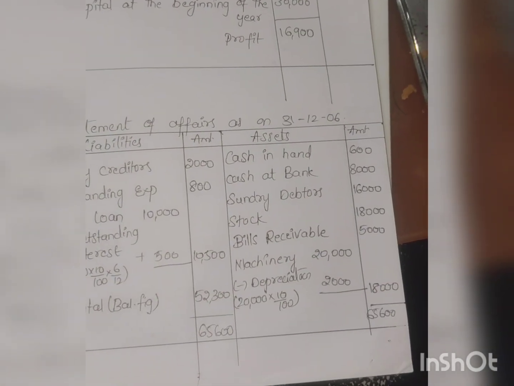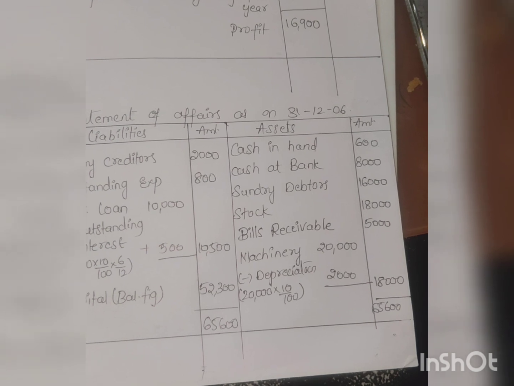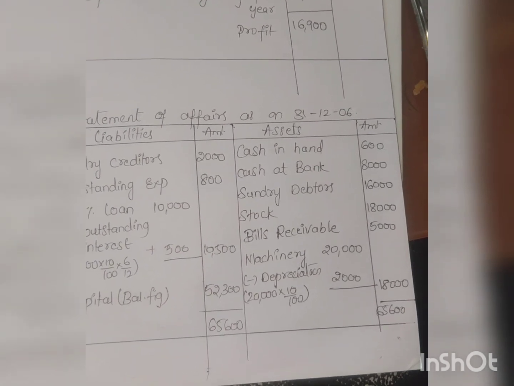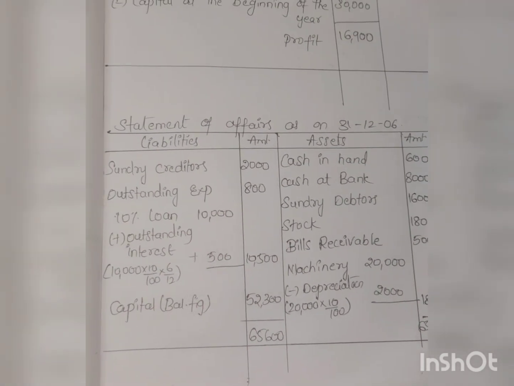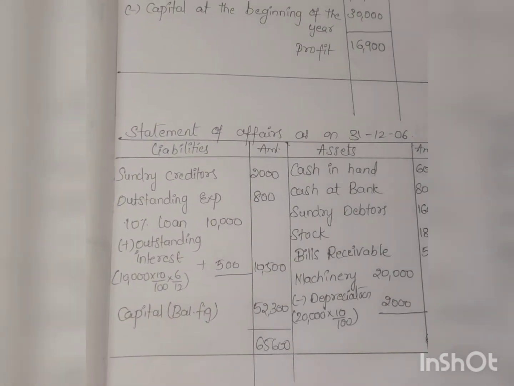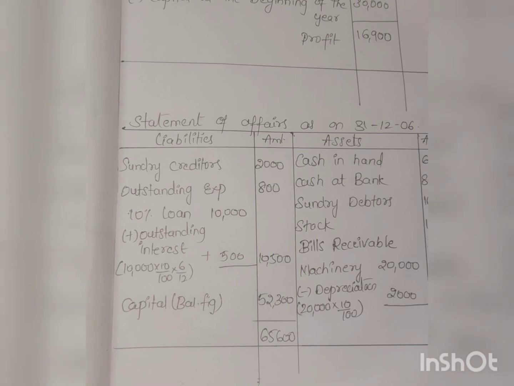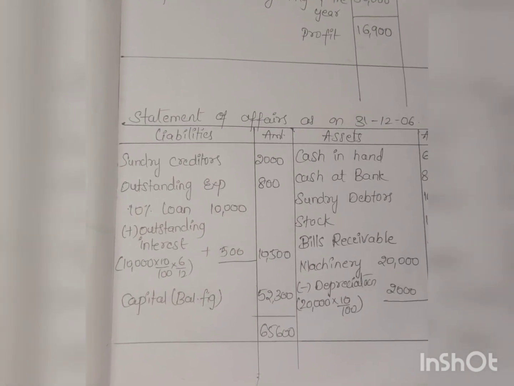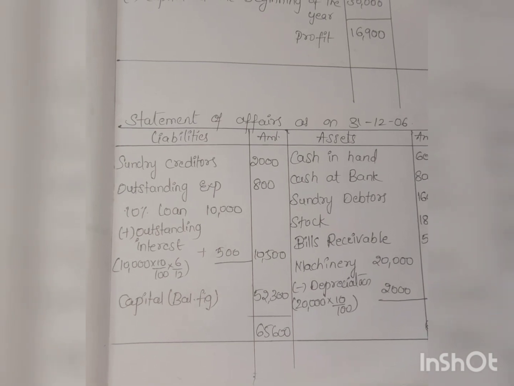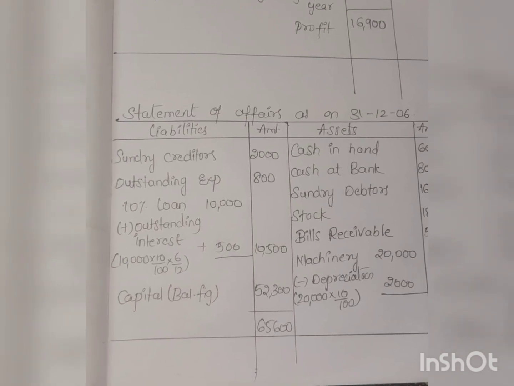Add all the asset side amounts: 600 plus 8,000 plus 16,000, 18,000 plus 5,000 plus 18,000. You will get 65,600. From this deduct sundry creditors, outstanding expenses and loan 10,500. You will get the balancing figure as 52,300. This balancing figure is the capital. Balancing figure means the difference amount, assets minus liabilities. The difference amount is the capital.